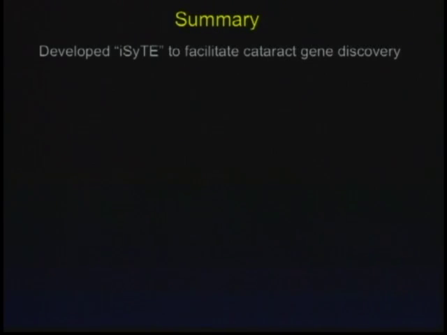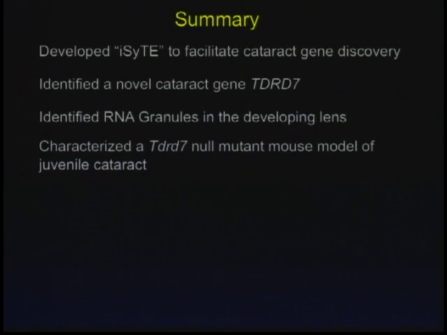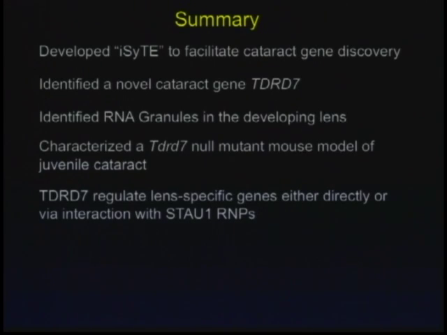So to summarize, we have developed iSyTE to facilitate cataract gene discovery, identified a novel cataract gene Tdrd7, identified RNA granules in the developing lens, and characterized the Tdrd7 null mutant mouse model of juvenile cataract in humans. We've shown that Tdrd7 regulates lens-specific genes either directly or via interaction with Staufen RNPs.